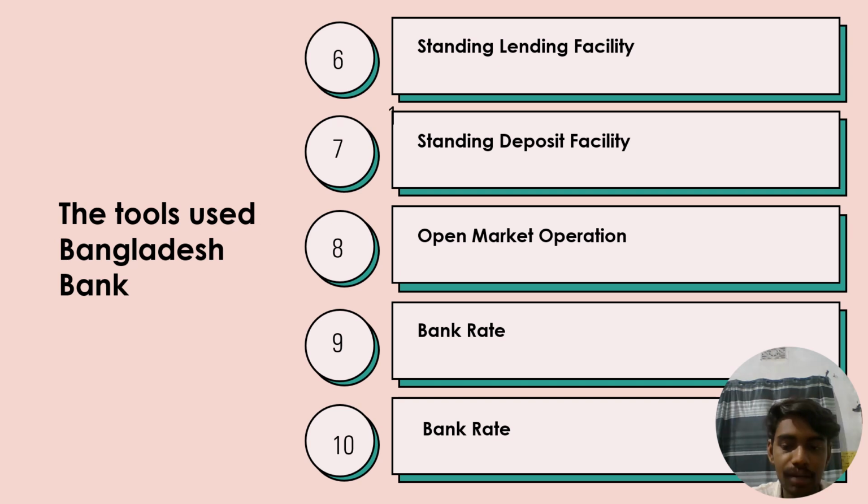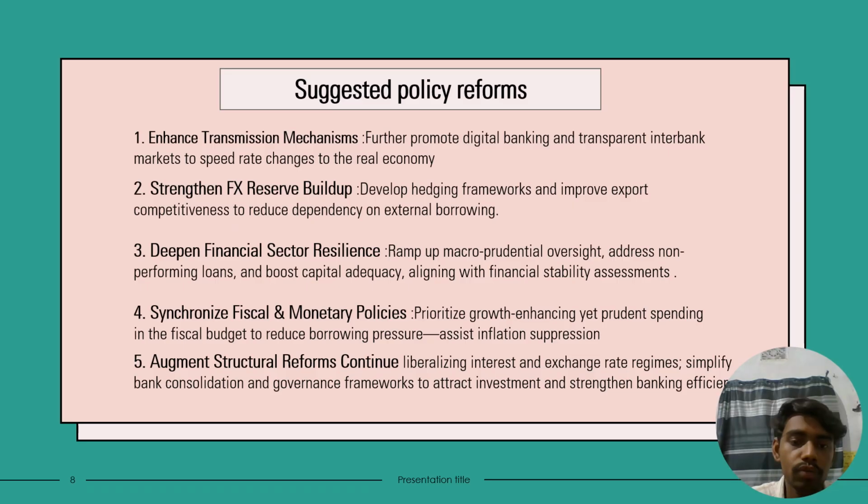Now moving forward to my next slide, the suggested policy reforms. The first one is the transmission mechanism: further promote digital banking and a transparent interbank market to pass rate changes on to the real economy. Another is to strengthen FX reserve build-up, developing a hedging framework and improving export competitiveness to reduce dependency on external borrowing.